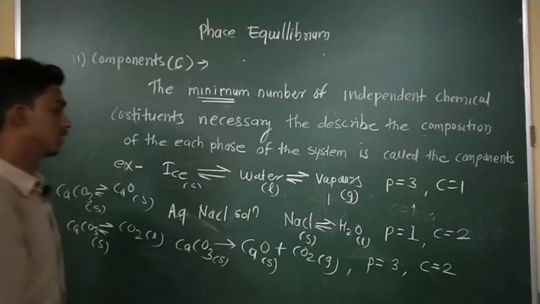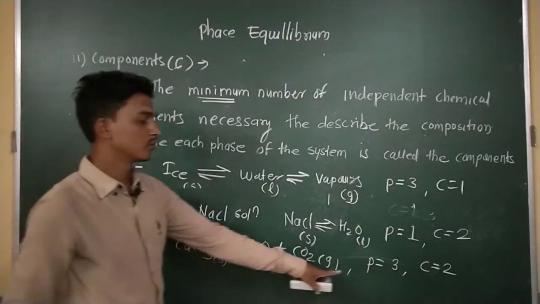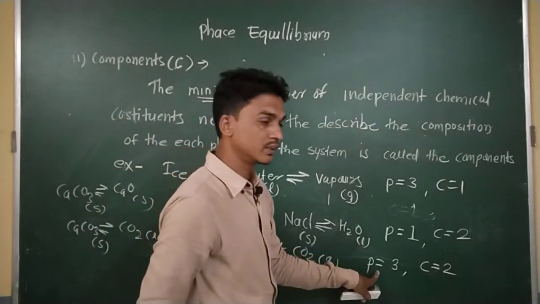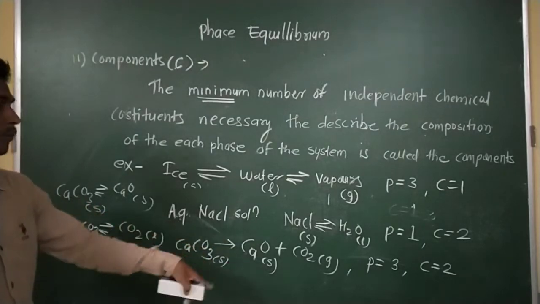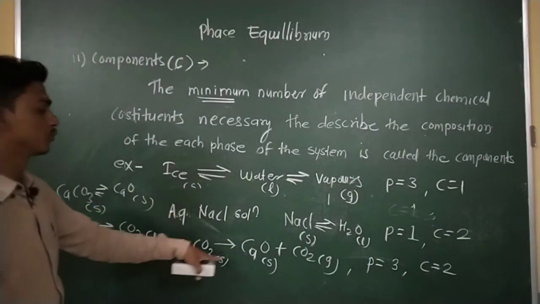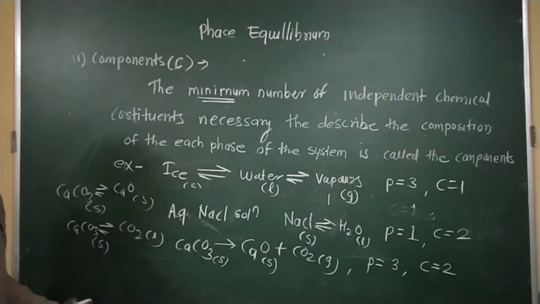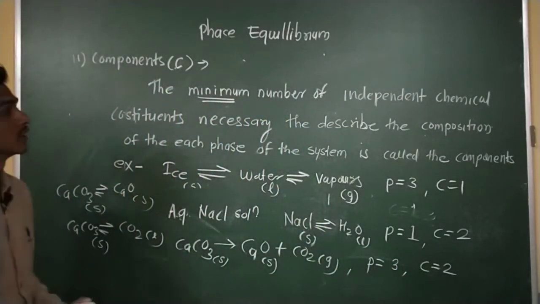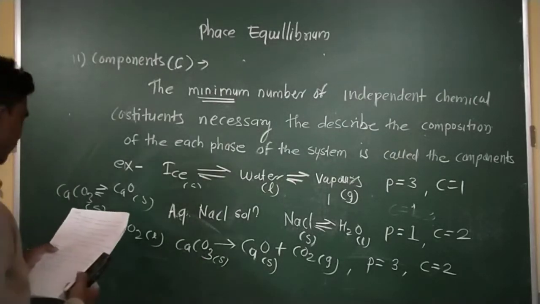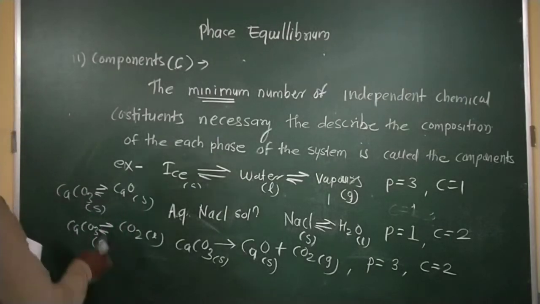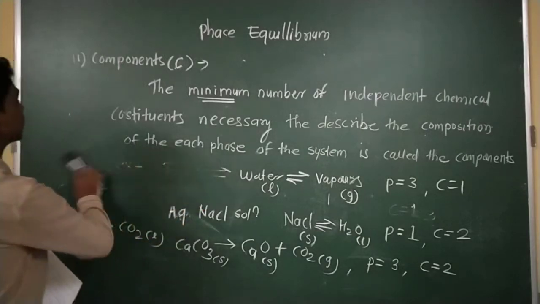We can say theoretically this reaction has 3 phases and 2 components. We can also calculate the number of components as 2 by calculation, but the calculations are much more complicated. Because of that I am not writing all these things. Okay, so this is all about the number of chemical components.